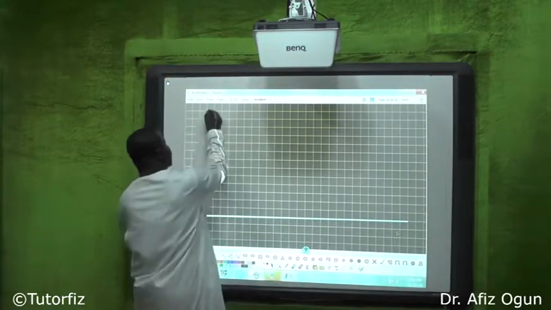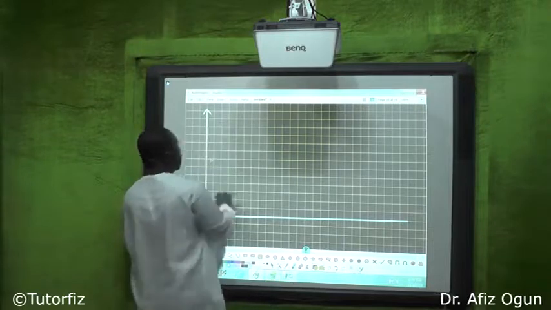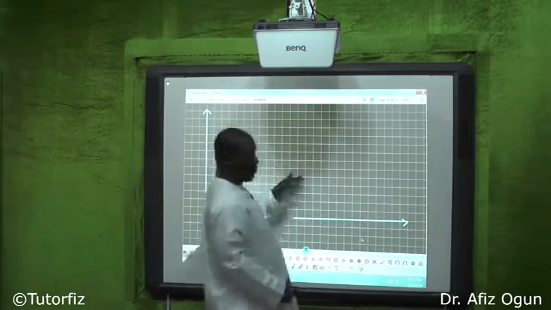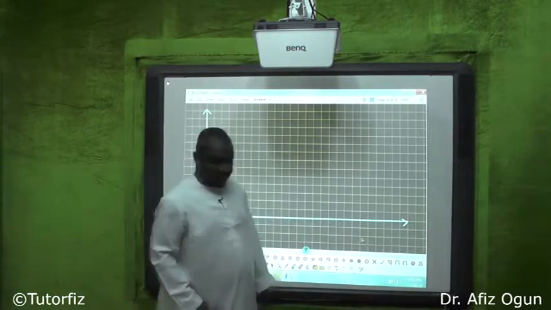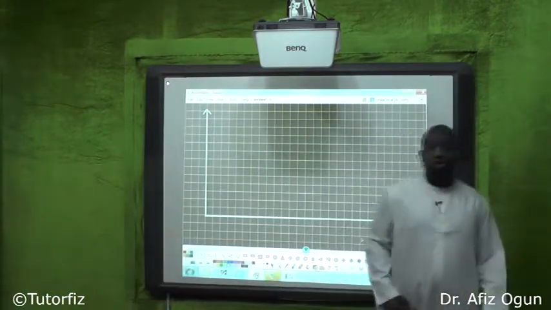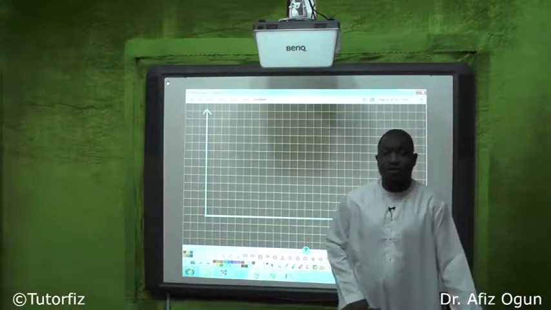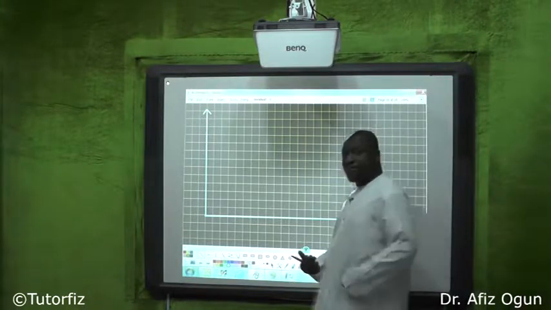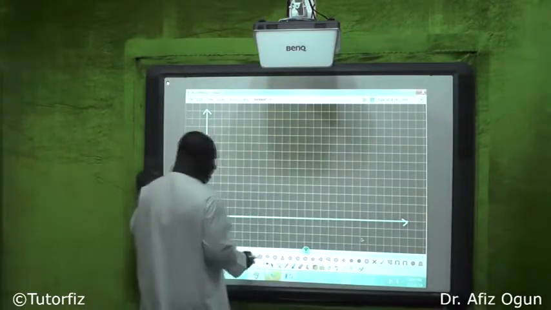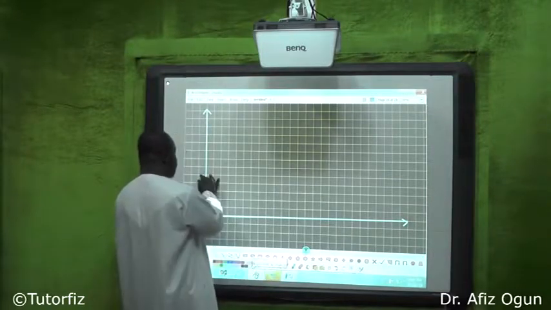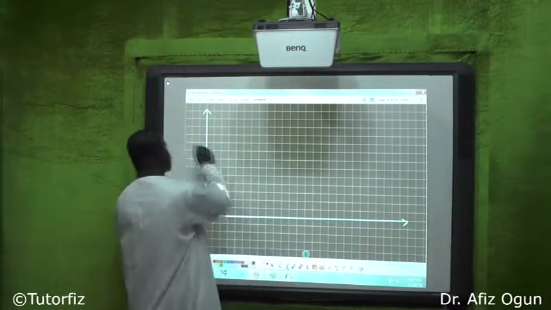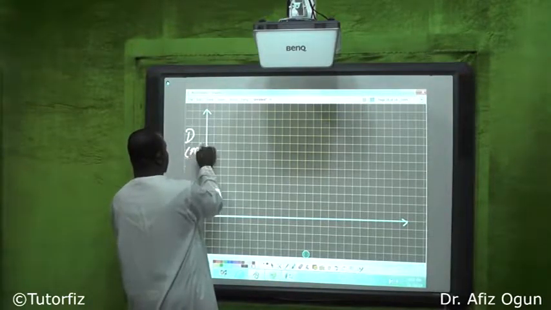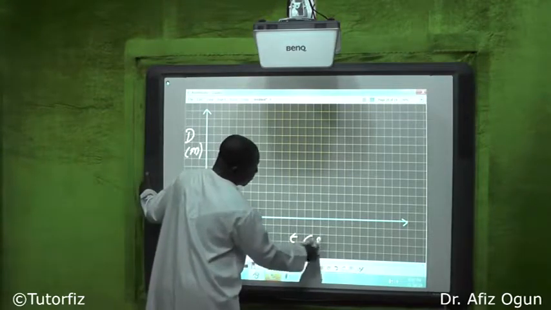Let's look at a body moving with uniform speed. A body moving with uniform, steady, or constant speed. We talked about different types of speed. We are drawing a distance-time graph, and the teacher is talking about speed. Yes, you will know the reason now. This is distance in meters, don't forget that, and time in seconds.